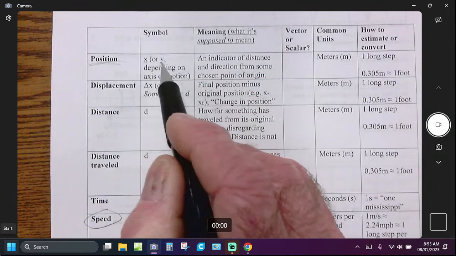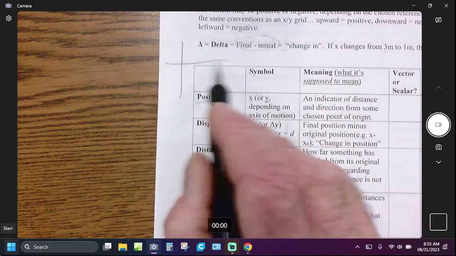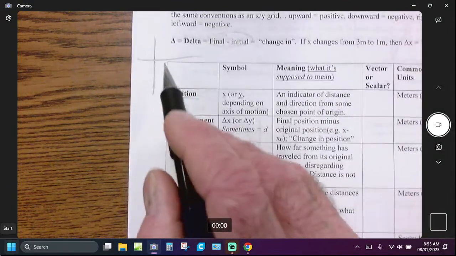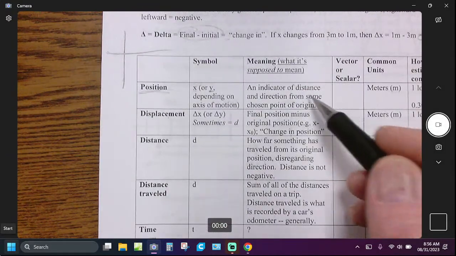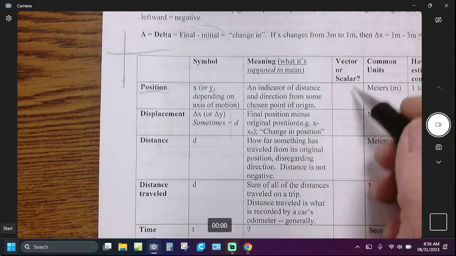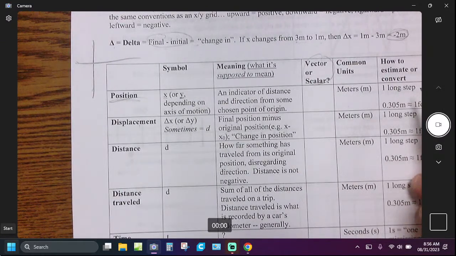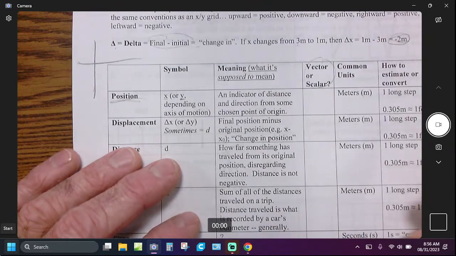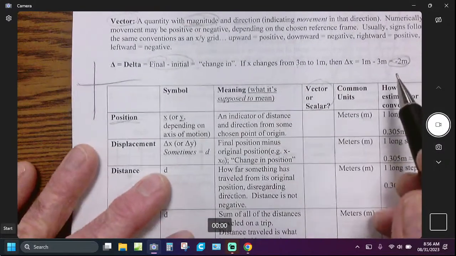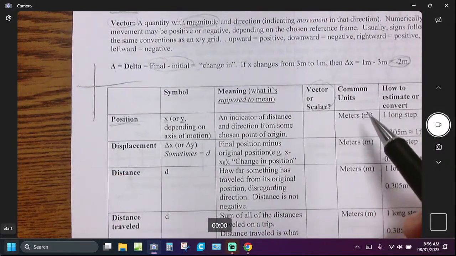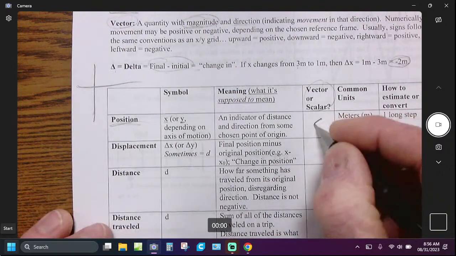Position. We use x or y in this unit. Just think of number lines, or think of a grid. We've got the y-axis, we've got the x-axis. We'll talk about something's position along either the x-axis or the y-axis, and it's an indicator of distance from the point of origin. So vector or scalar, what do you think that is? It's a scalar, and in the past I would get tripped up by this, but the important thing is it doesn't have any direction of movement implied. If I say my position is positive 3 meters, I've got a positive there, which kind of tells direction, but there's no movement to it, so it's a scalar.